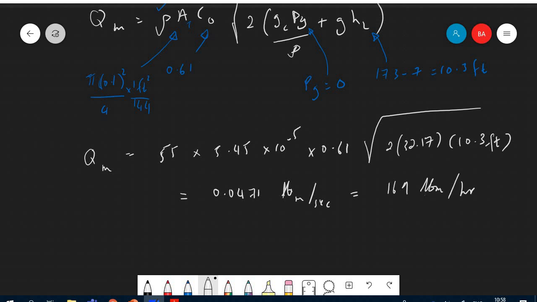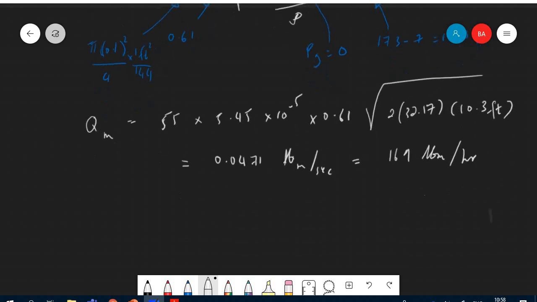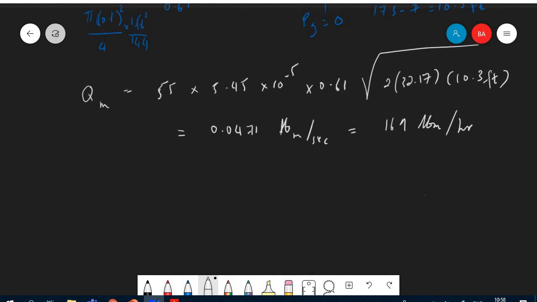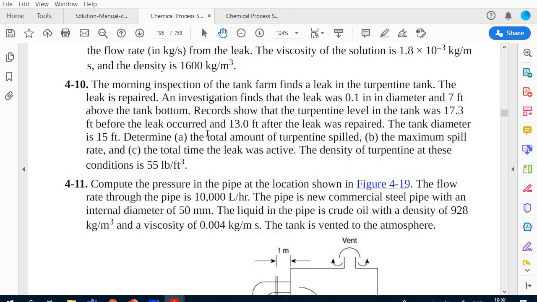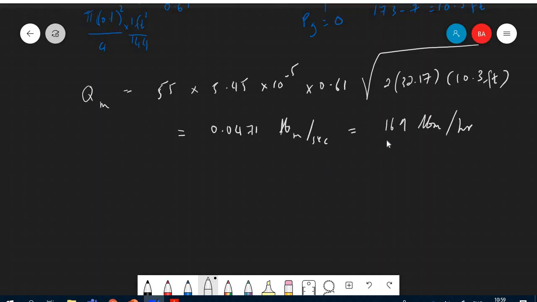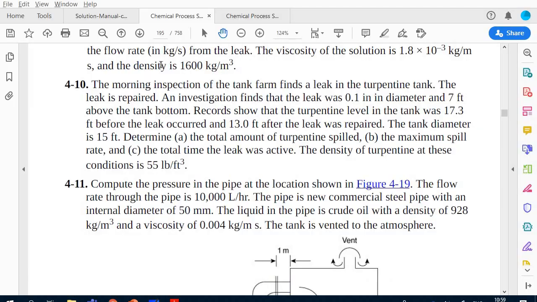So what do I have here? I have calculated all of what I need, and I can consider the equation. Now, that is the first part. So it asked me in this first part to find the total amount of turpentine spilled. Did I find the total amount? Actually, what I found here was the rate. The total amount was the volume that I obtained, which is V spill, and you just multiply that by density to get the total amount. Okay, so I think you got it, right?